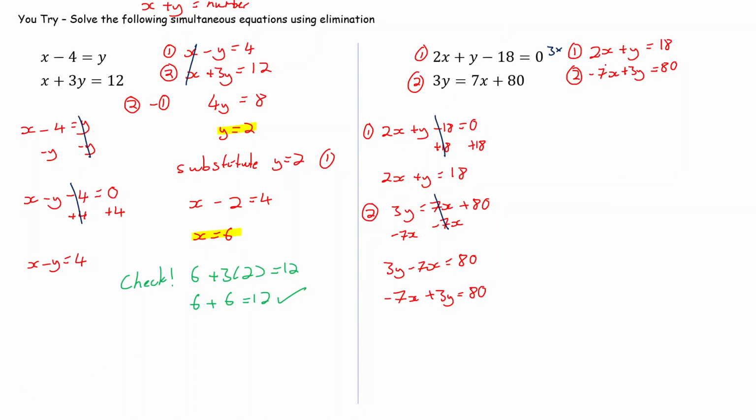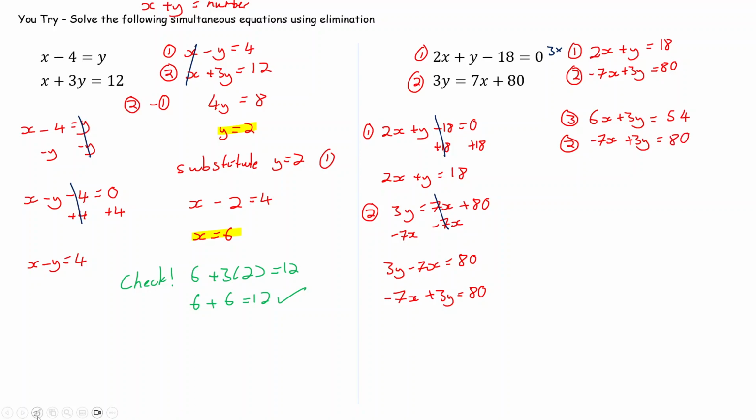So 3 times 2x is 6x. 3 times y is plus 3y. 3 times 18 is equal to 54. There we go. And because I've changed equation 1 by timesing it by 3, it is a new equation. Let's call it equation number 3. And keep equation number 2 exactly how it is, because I've got minus 7x plus 3y, which matches with the one above, which is equal to 80.